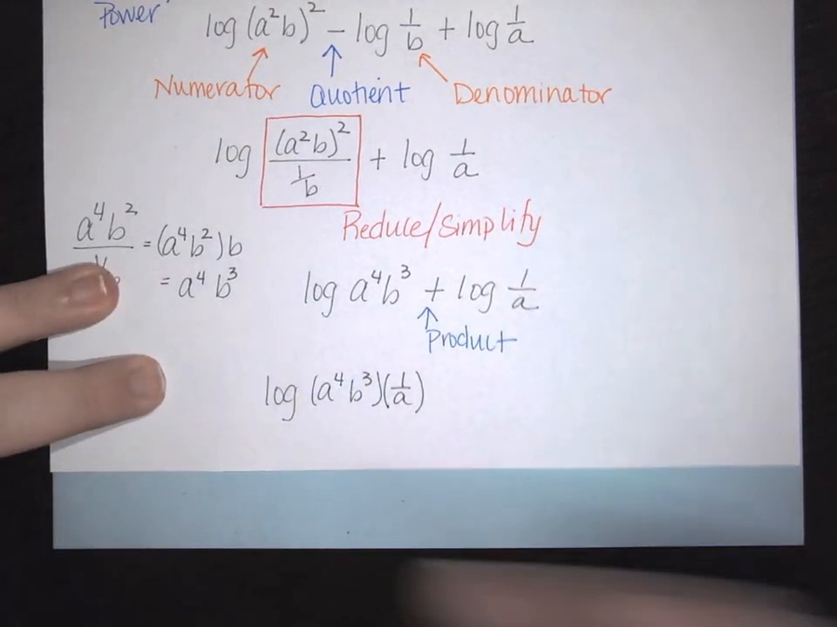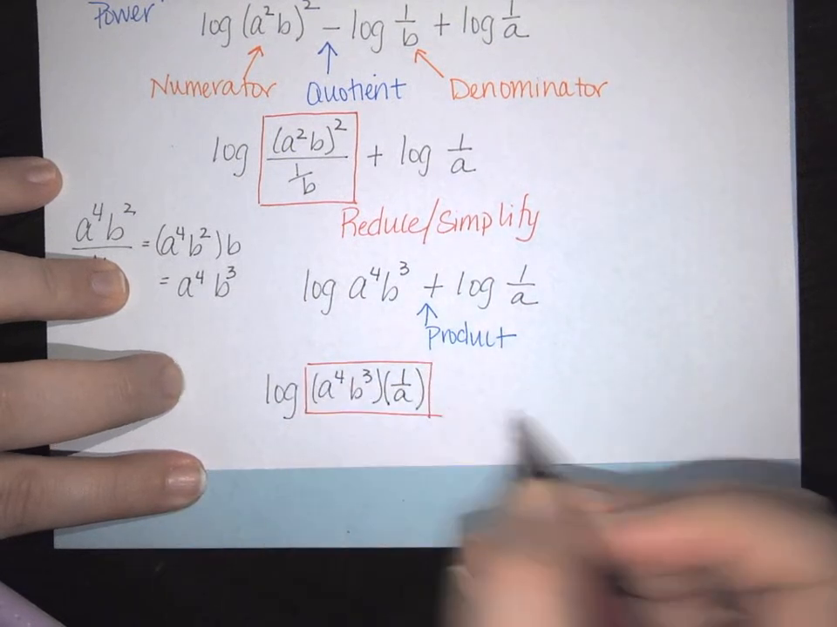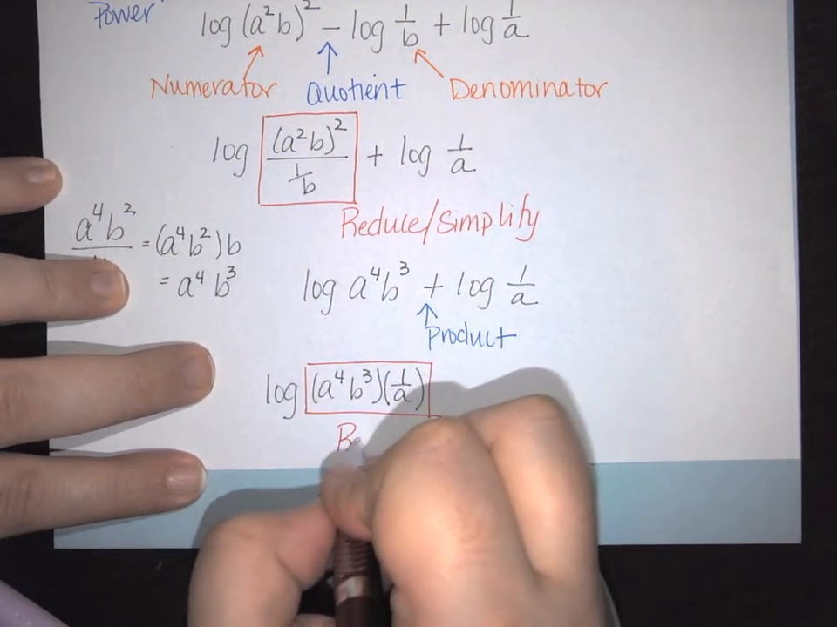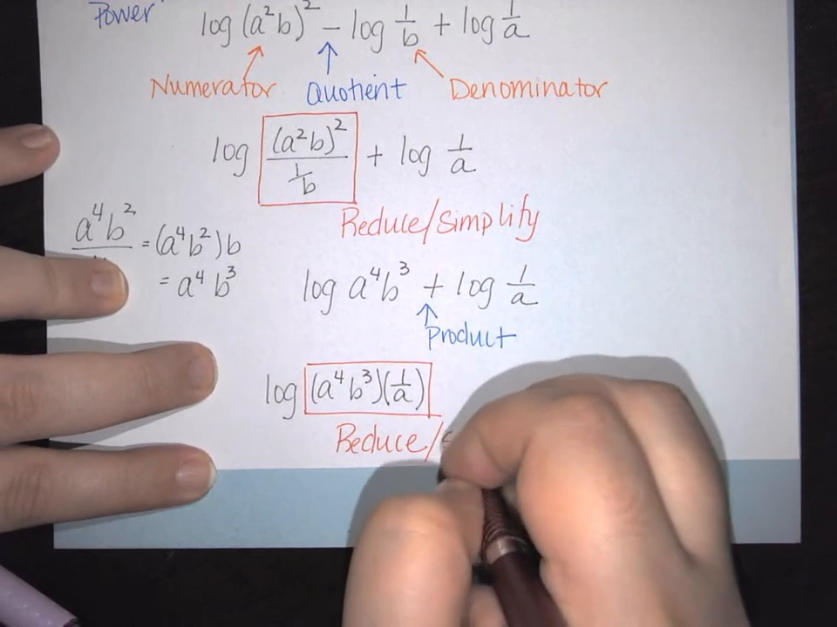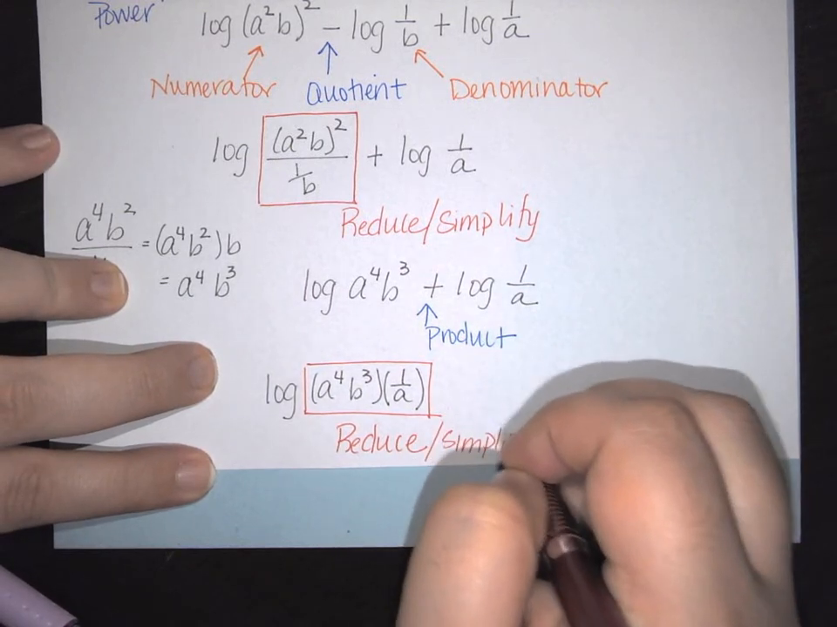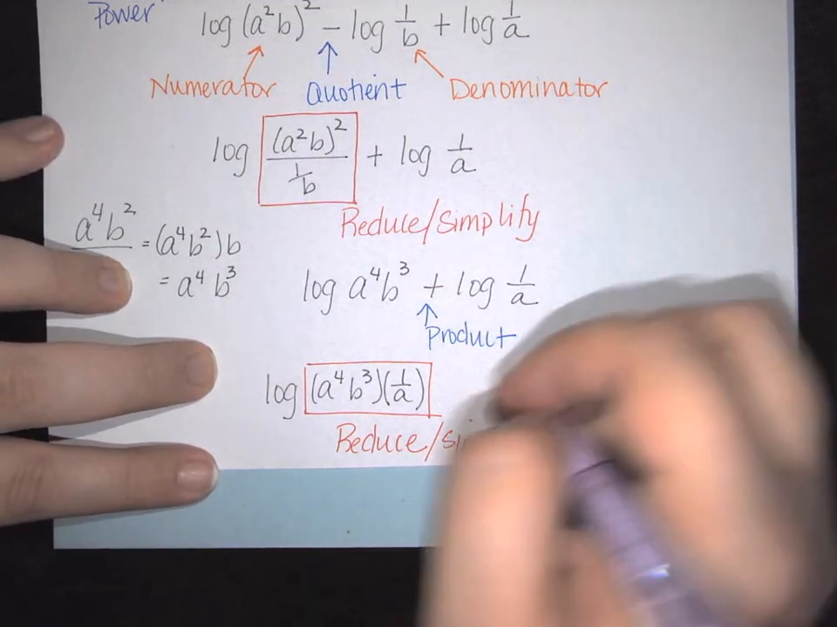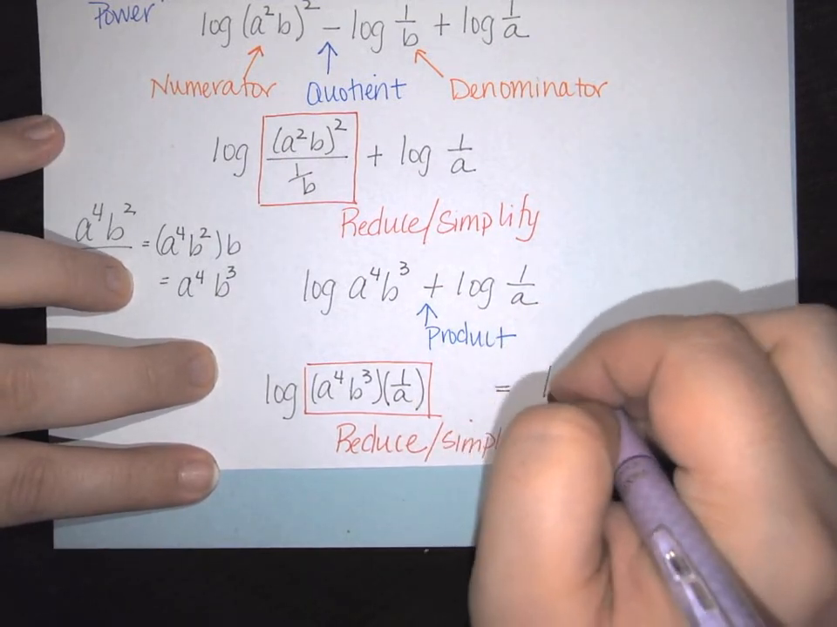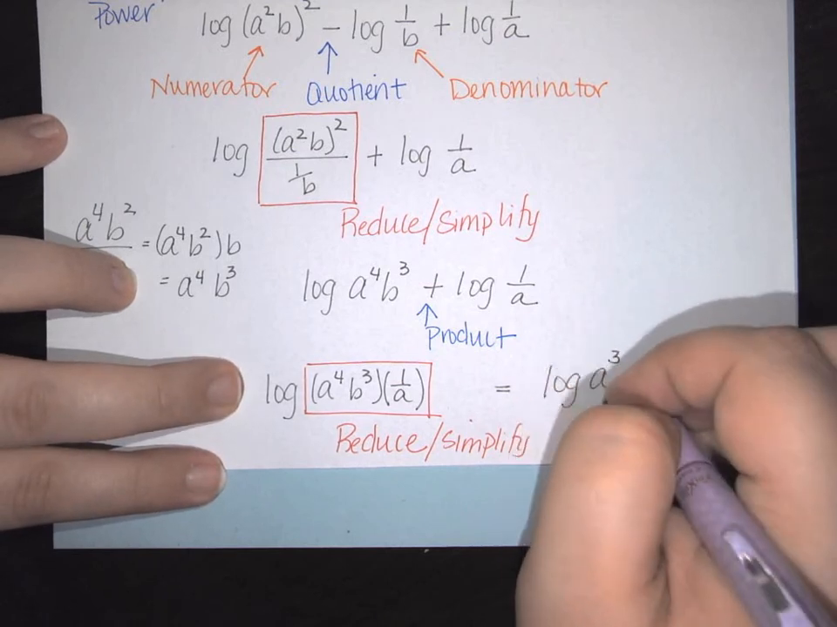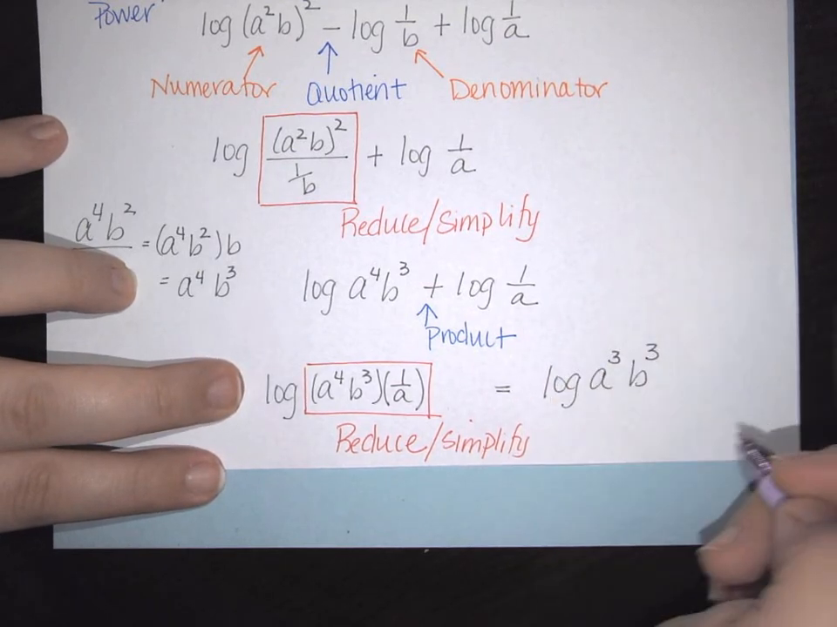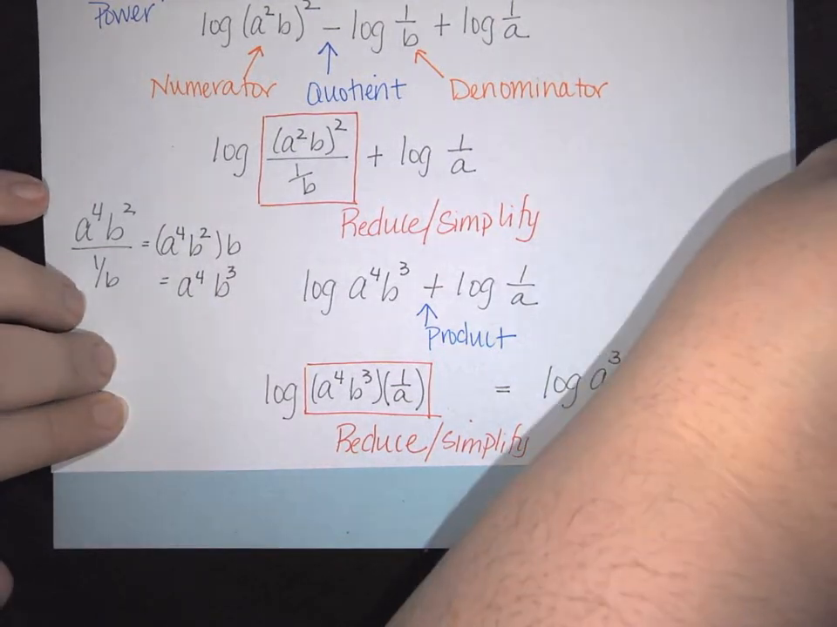Now just like before, I need to take this whole piece here and I need to reduce. Well, besides reducing, we're also simplifying. So in doing that, what we're going to actually end up getting here is that we're going to have the log of a cubed b cubed. And that is the condensed version from where we started.